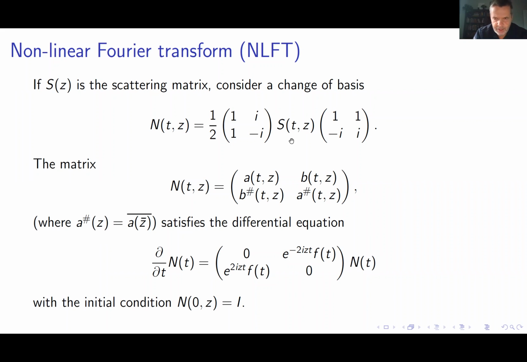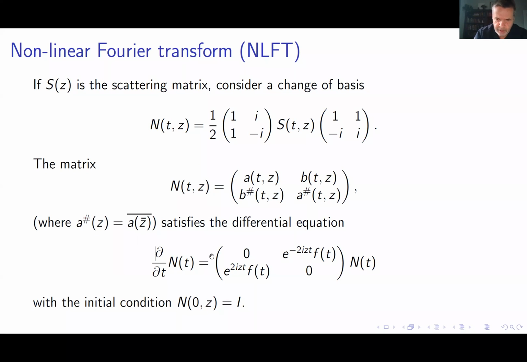And so let's take that scattering matrix for the Dirac system and make a change of basis in this matrix. Now, these two constant matrices on each side are inverse to each other. If you spread this coefficient 1/2 as 1 over root of 2 in front of each of them, then there will be a change of basis matrix. Now, after this change of basis, we will obtain the matrix of this form, where A, B are entire functions and B sharp, A sharp are the reflections of those two functions.